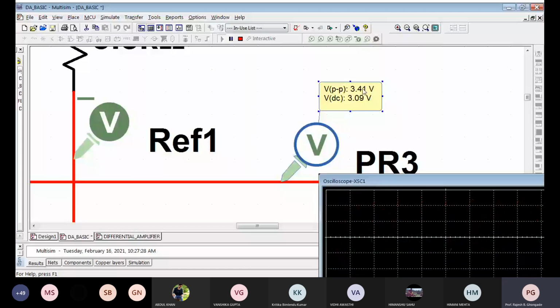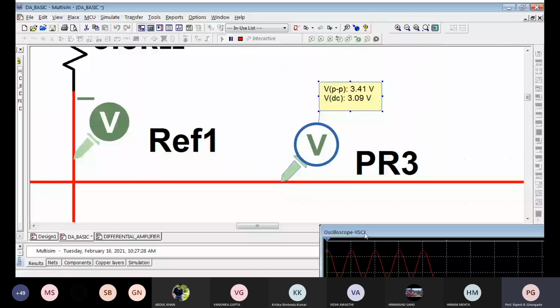This input signal, which is amplified, is riding on the top of a DC level, which is 3.09 volts. In a common emitter amplifier, we solve this problem by using a coupling capacitor. Do you remember that? But here, we are not supposed to use a capacitor. So this DC level is also going to be the input to the second stage.